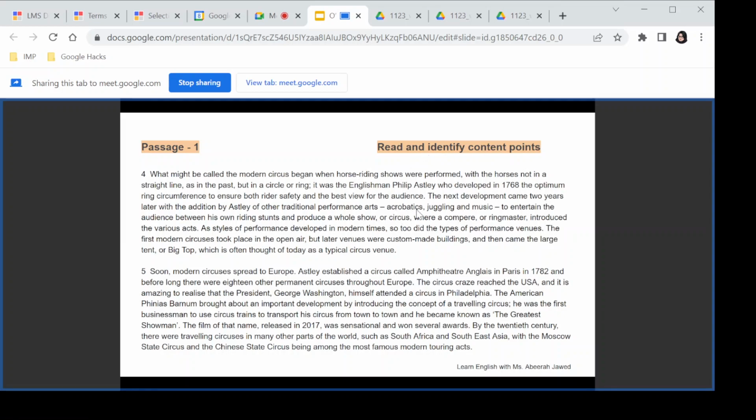So it is not the elaboration, but it is the main point that acrobats were added, juggling was added, music was added. So these performance arts were added, and this was basically an entirely new development. So it was not now solely based on horse riding shows performed in circles. So you'd say yes, addition of more traditional performance arts, such as, and you will name them. All right. And it says to entertain the audience. So it was done solely for the entertainment purposes of the audiences.